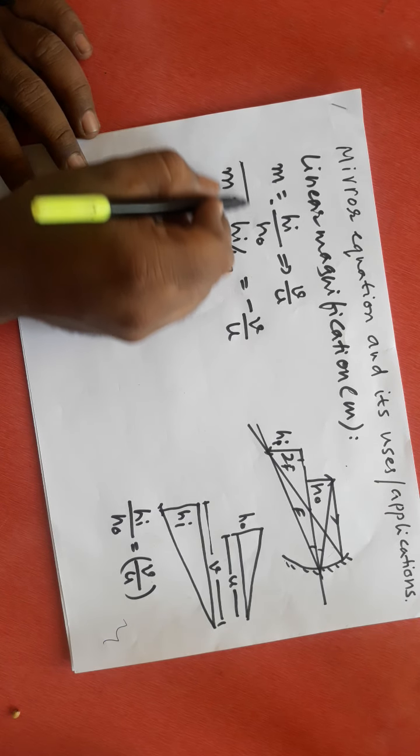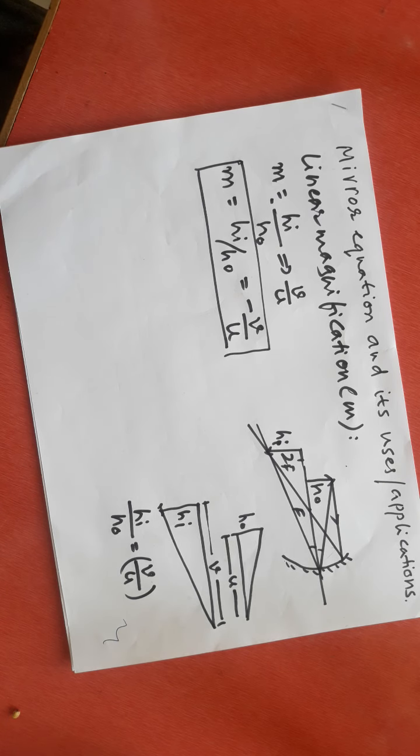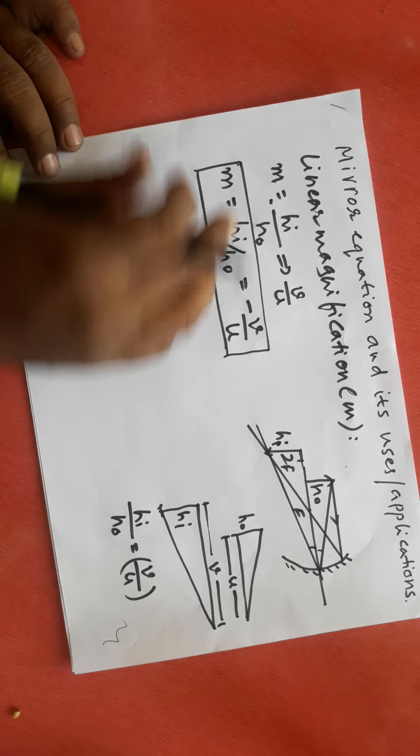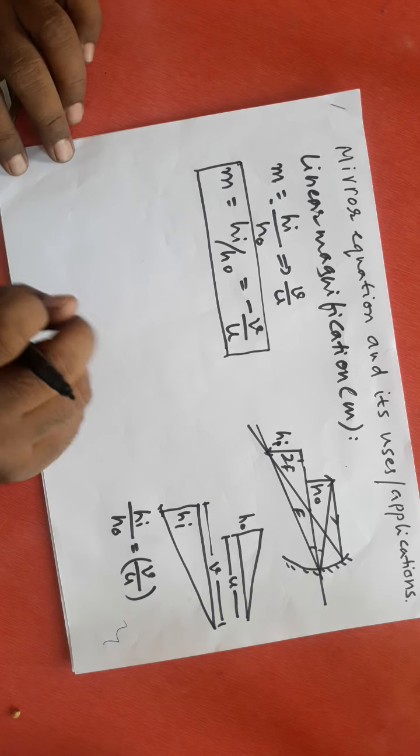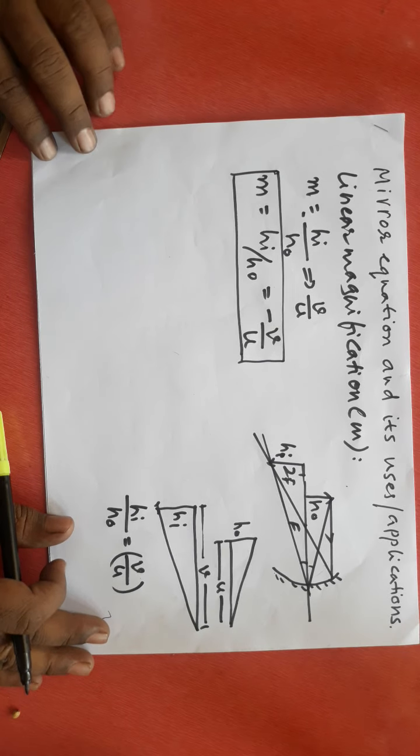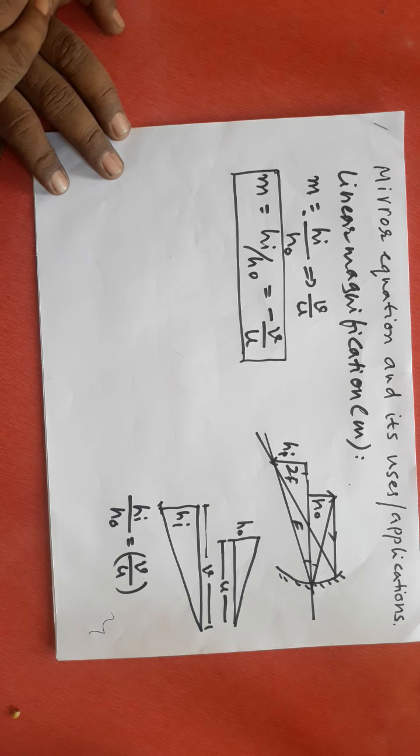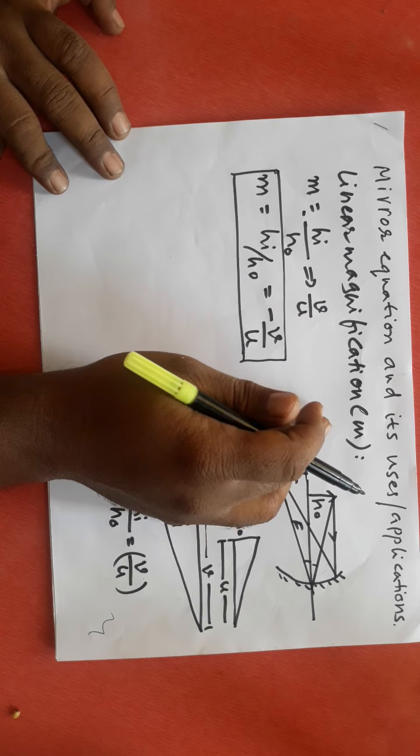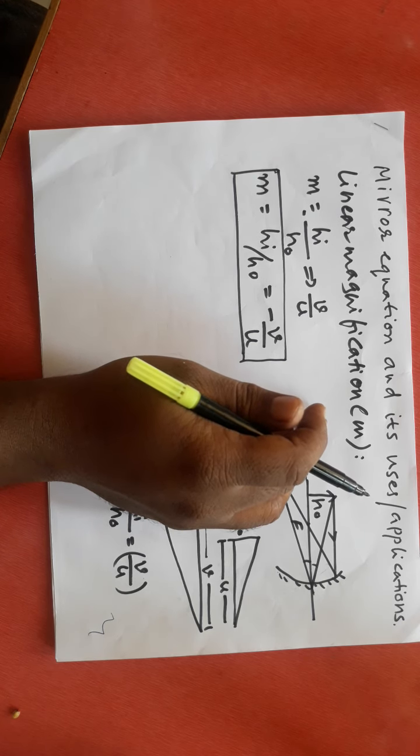So this is the general equation of linear magnification defined for spherical mirrors. Lenses also we can define, but here we are discussing mirrors. So this is the equation of linear magnification used for mirrors. After studying what linear magnification is, let us see the different types of linear magnification. This is called linear magnification, which is also called transverse magnification.